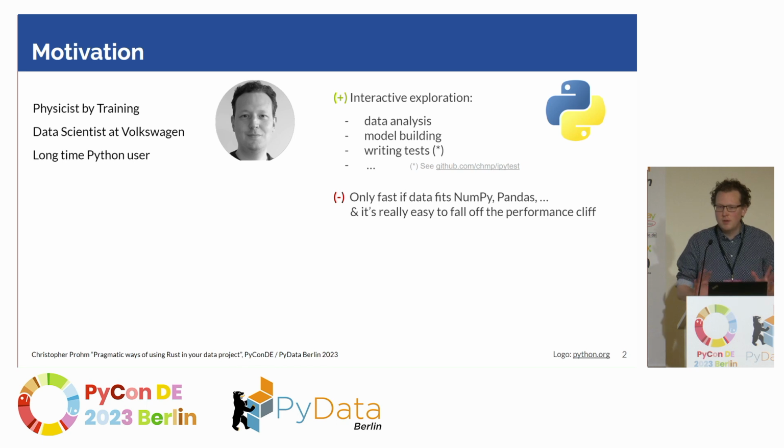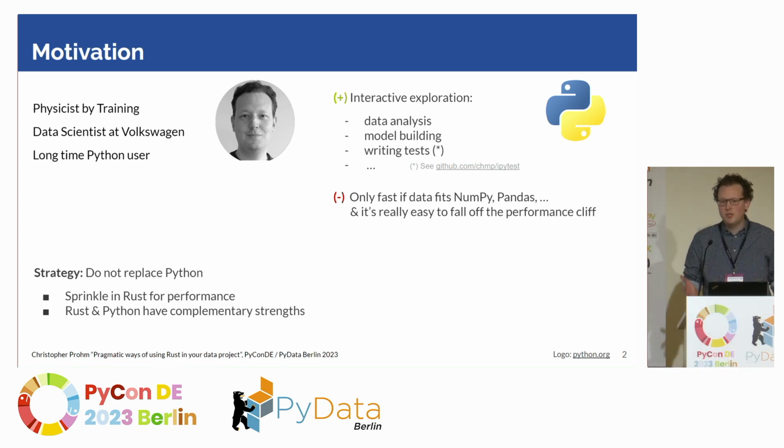However, there's also a little bit of a dark side to Python, I would say. Specifically, Python can be very, very slow. If your data doesn't fit into Numpy, Pandas, it can be slow, and I think much more importantly, it's really easy to leave the golden path. You make one wrong step and suddenly it becomes slow. This is something that is a little bit tricky with Python, and I would like to present you some strategies of maybe using Rust to get around these rough edges.